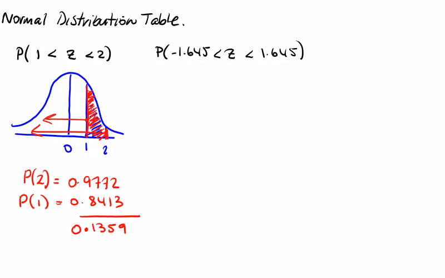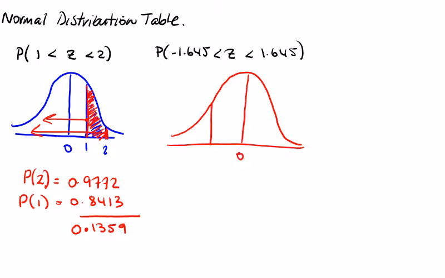Again, we have now a negative and a positive, so it covers all bases here with these types of questions. So we've got our curve, we were 0, we have a minus, I'm going to move it to the left here, minus 1.645 and plus 1.645. So how much data is represented by this part of the curve?